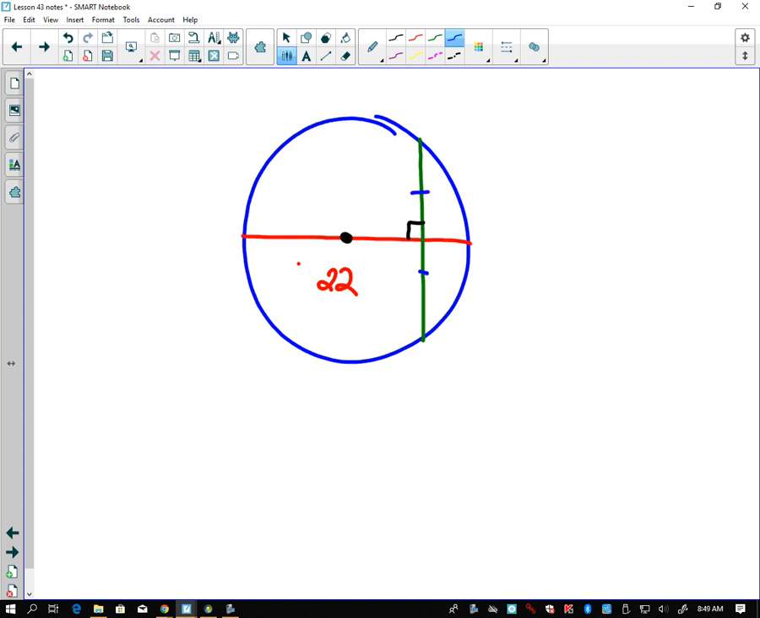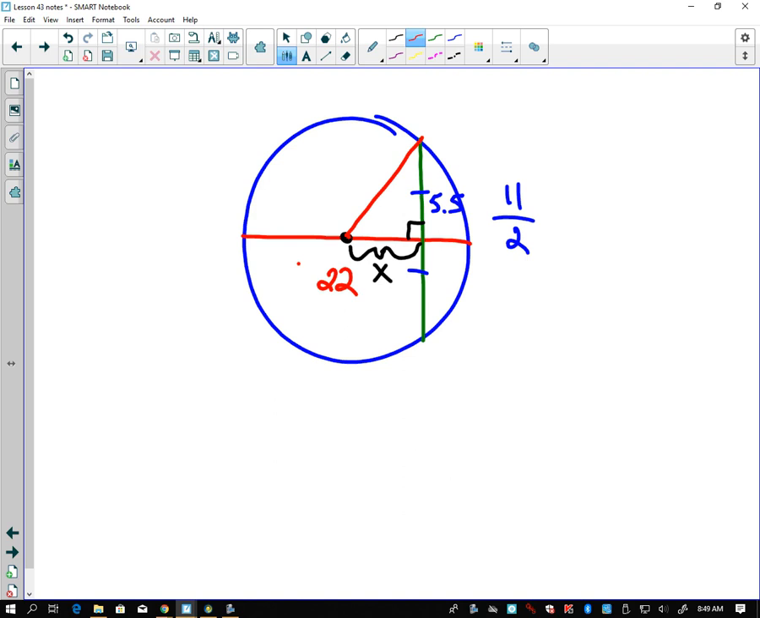Bisect it, okay? So that would take 11 and divide it by 2, right? That would make this little length here 5.5. Yes? Okay. Now what we're looking for is this distance right here, correct? So we want to know what that is. Now, here's the thing: I could draw a line from here to there. Does anybody know what that length would be?